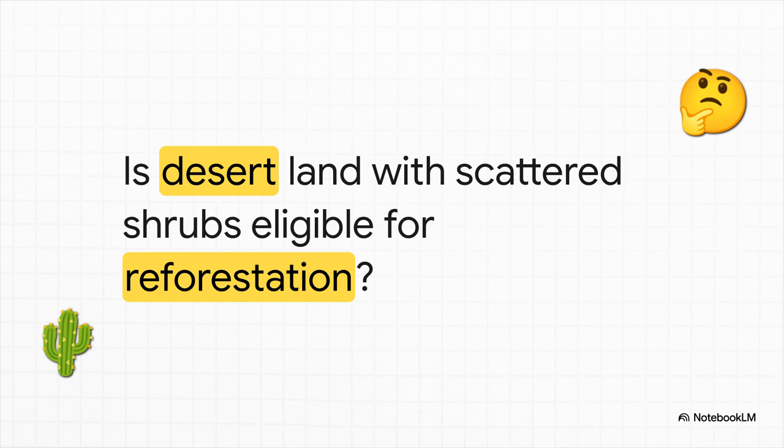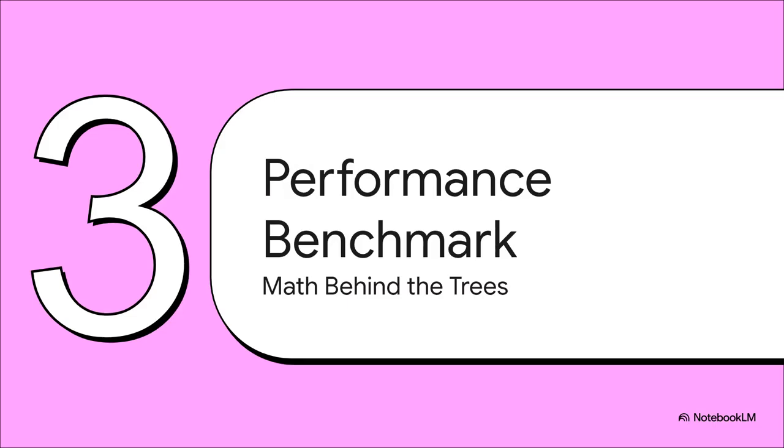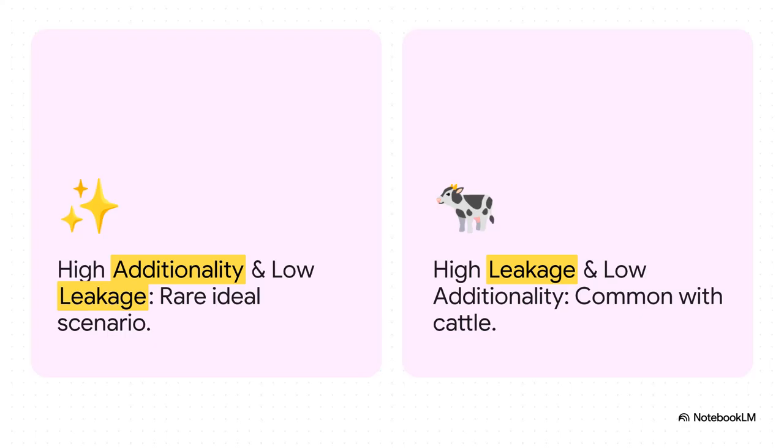All right, now we reach the most technical hurdle, Section 3, The Performance Benchmark Challenge. This is the math behind the trees. This really brilliantly illustrates the strategic chess game project developers are playing before they even write a single line of code. Over on the left, we've got the total dream scenario, high additionality and low leakage.